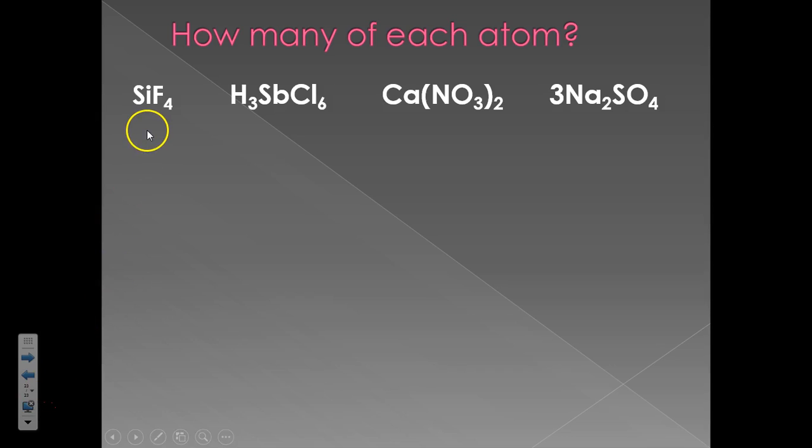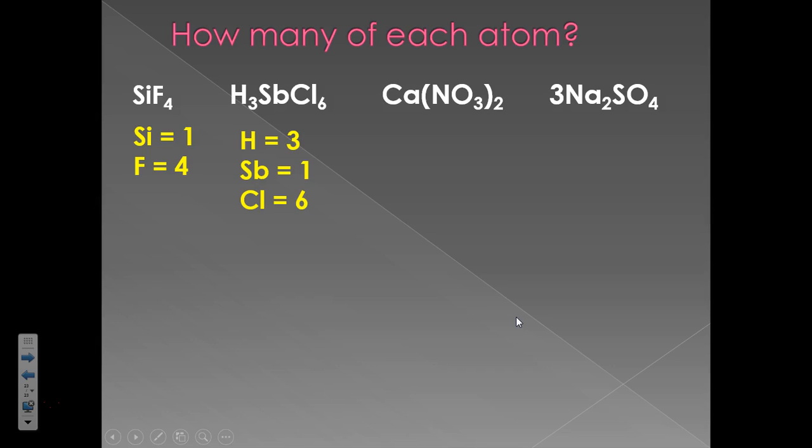On the SiF4, that's just 1 silicon and 4 fluorines. The subscripts just tell you how many they are. And actually the next one works out just as easily. H3SbCl6 means that there are 3 H's, 1 antimony, 1 Sb, and 6 chlorines. The 3 just applies to the H, the 6 just applies to the chlorine. The Sb has an imaginary subscript of 1. There's only 1 Sb. That's how that works.